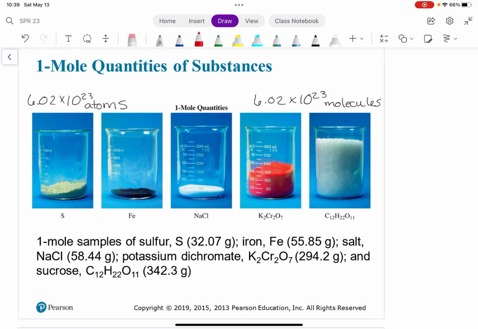So here are just 1 mole quantities of substances, just so you can get a sense of what a mole looks like for each of these different substances. And notice that a mole of sulfur looks very different than a mole of potassium dichromate. Okay, 1 mole of potassium dichromate is a lot more. Why is that? Well, because your molar mass for potassium dichromate is a lot larger than for sulfur.